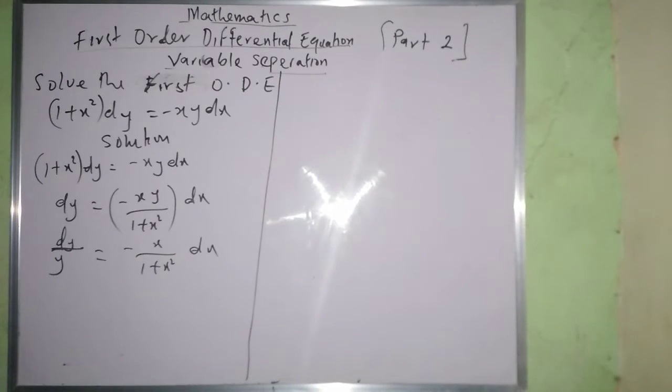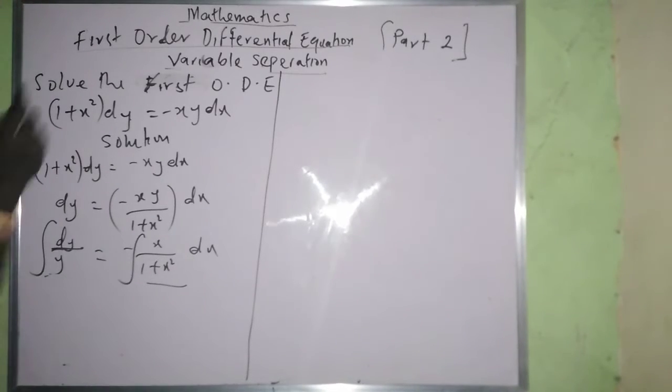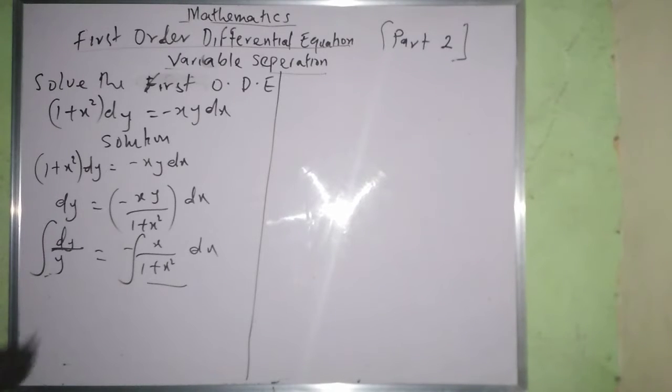Now, since I have y on one part and x on one part, that is my variable separable. It will surely hold. But if it is not like that, I cannot use variable separable. That is why knowledge of integration is needed here, because I'm looking for the solution of the equation. How do I do? I will integrate. Please make sure you review integration.